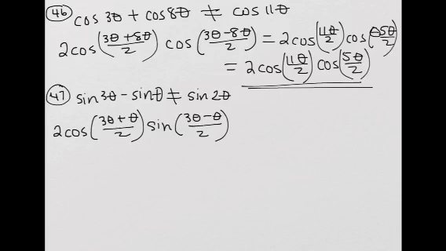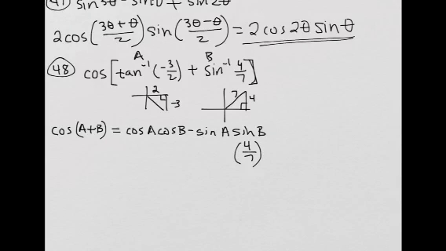47 is just like the previous two problems. You just have to make sure you pick the right formula. Sine A minus sine B does not equal sine 2 theta. You do not subtract the theta from the 3 theta. So now we have 2 cosine of 3 theta plus theta is 4 theta, divided by 2 is 2 theta, times sine of 3 theta minus theta is 2 theta, divided by 2 is just theta. So it's just sine theta, and that would be the answer.